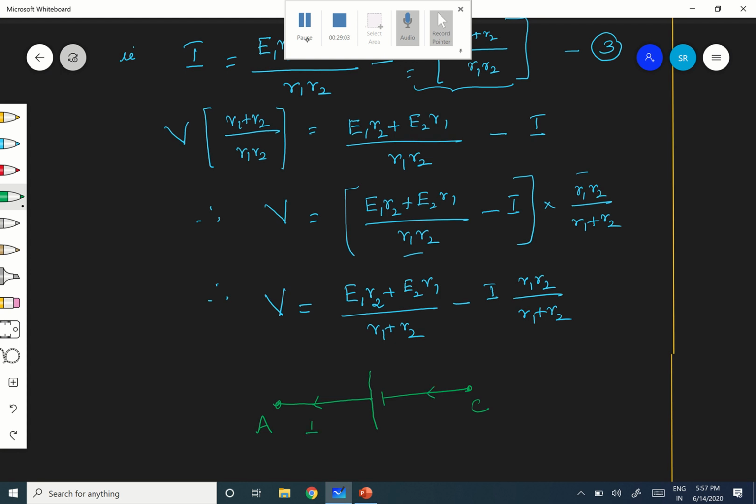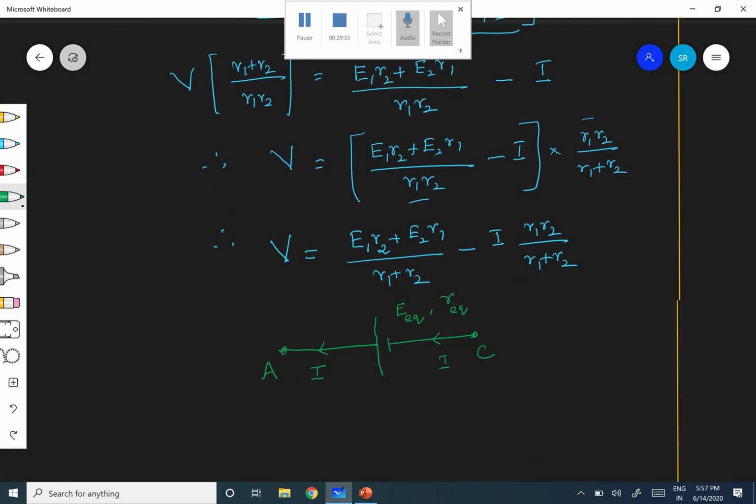What is the total current drawn from both the cells? It is I. Therefore, what should be their equivalent EMF? The EMF is E equivalent, and the resistance is R equivalent. Only then the effect will be the same. I want to replace both the cells which are in parallel by a single cell so that the net effect is the same.